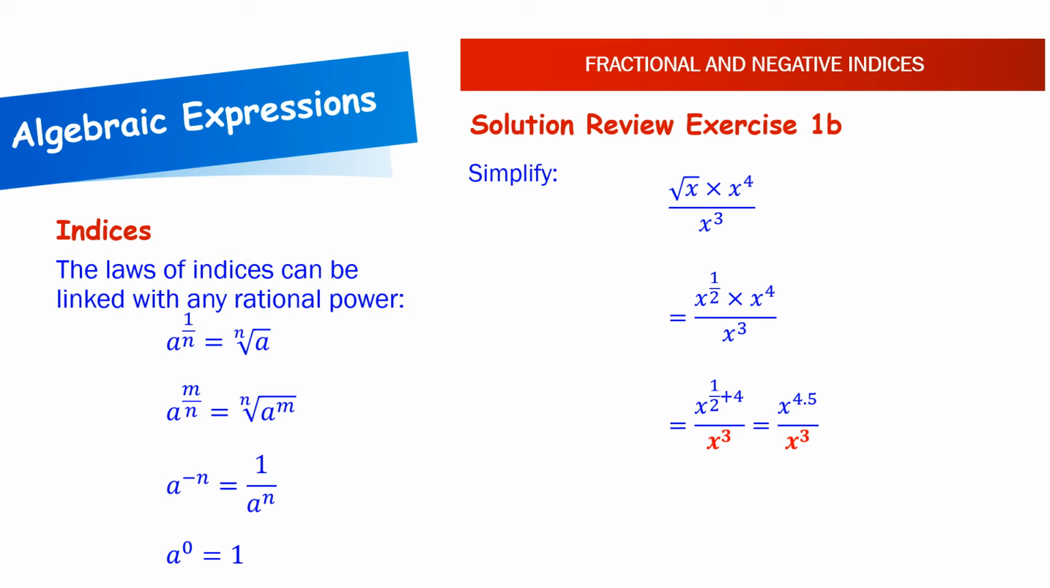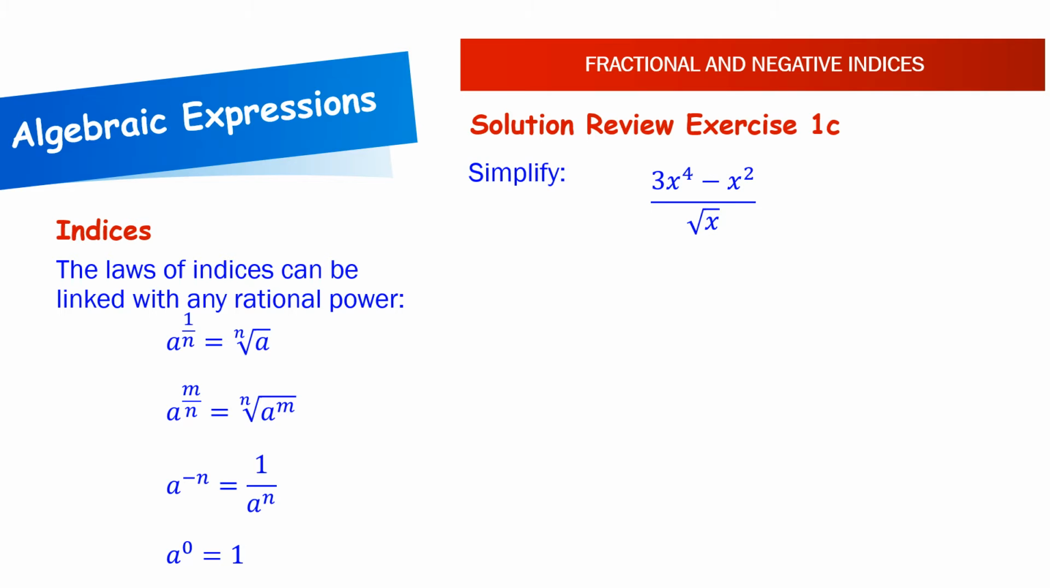And again we leave x cubed as it is for the time being. And now in this step we bring x cubed into the numerator and change the sign, as we did in the earlier example. And of course we can now add these indices as well, x to the power 4.5 minus 3. Tidied up, this becomes x to the power 1.5, and here's our solution.